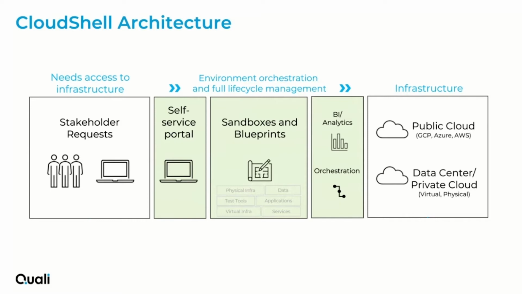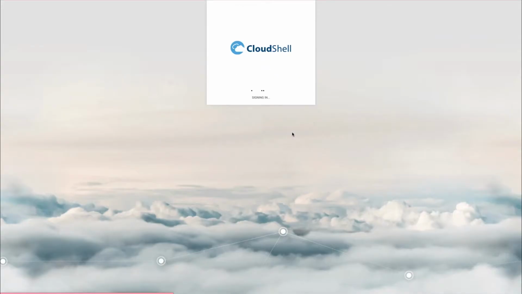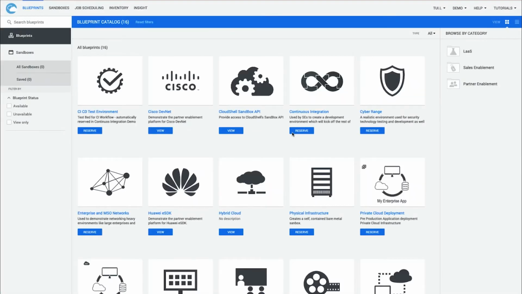In this video, I'll demonstrate how Cloud Shell gives users the ability to log into a self-service portal and use its blueprint catalog to access infrastructure. The blueprint catalog sharply reduces the time needed to select, reserve, and spin up the infrastructure you need, from days or even weeks down to just minutes. We'll also talk about the ability for admins to implement a role-based access control policy, or RBAC, that restricts access as required. Once I log in, I'm brought to the Blueprints catalog.